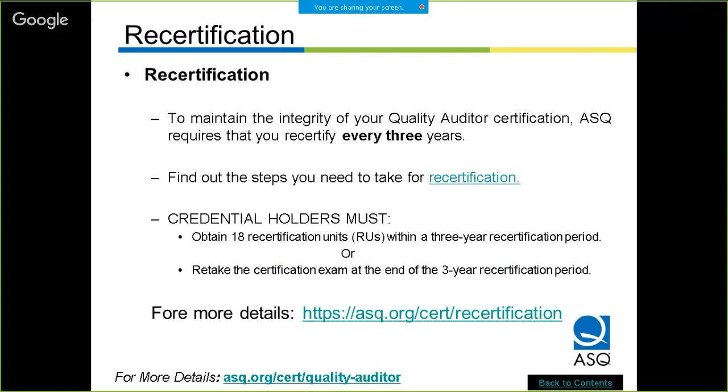Now, another part is the recertification program. We know that any certification has to have some validity. To maintain the integrity of your quality auditor certification, ASQ requires that you recertify every 3 years. Find out the steps you need to take for recertification. You can refer to these links. The important point here is the credential holder must obtain 18 recertification units, called RUs, within a 3-year recertification period, or you can retake the certification exam at the end of the 3-year recertification period. For more details, you can refer to these links.